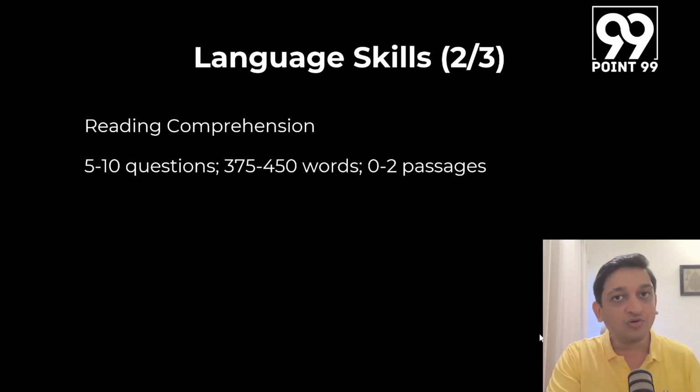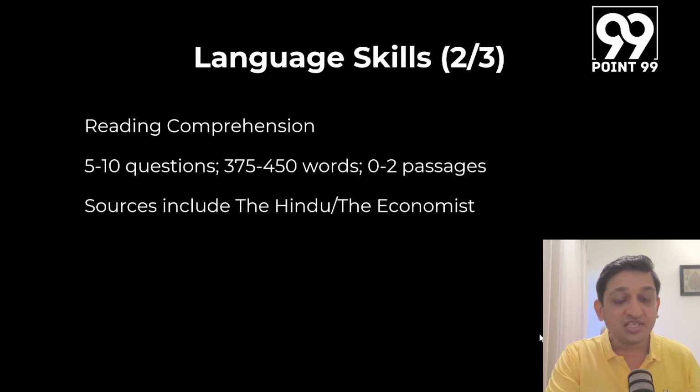But overall, out of the 36 questions that are a part of language skills, you can expect somewhere from 5 to 10 questions that will be based on reading comprehension passages. Now, the passages are not very lengthy. There are 375 to 450 word passages that are a part of the reading comprehension part. Now, the sources include the Hindu and the Economist.